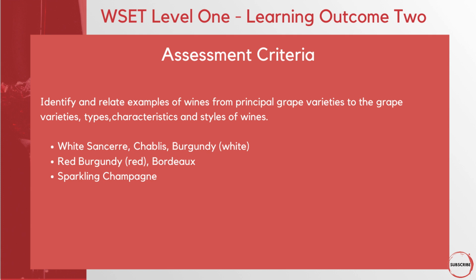And then finally, you'll be looking at sparkling champagne. There's a couple of grapes that we cover off on this course that contribute to sparkling wine champagne. Chardonnay and Pinot Noir are two of those grapes. With that in mind, you'll start learning about these regions, the wines that are produced and the grapes that go into producing those wines.